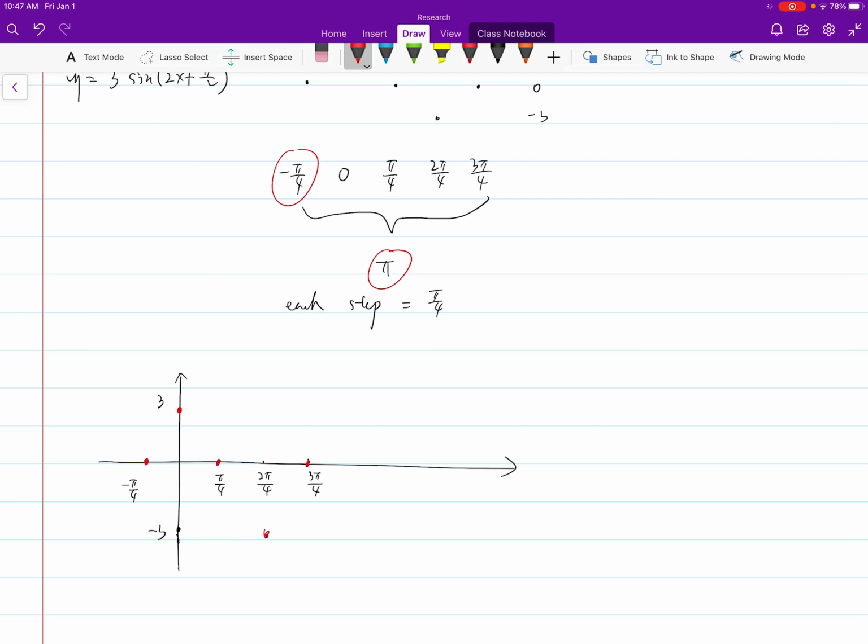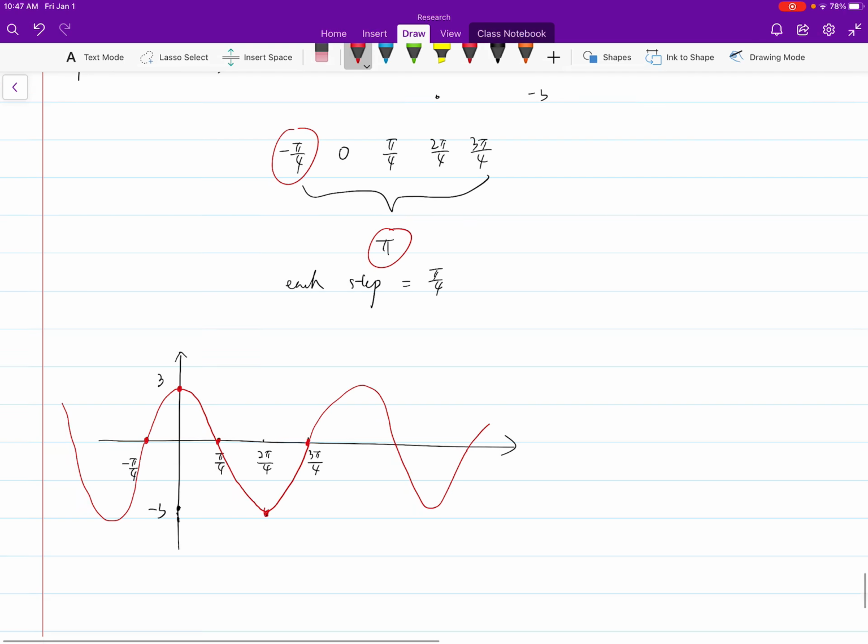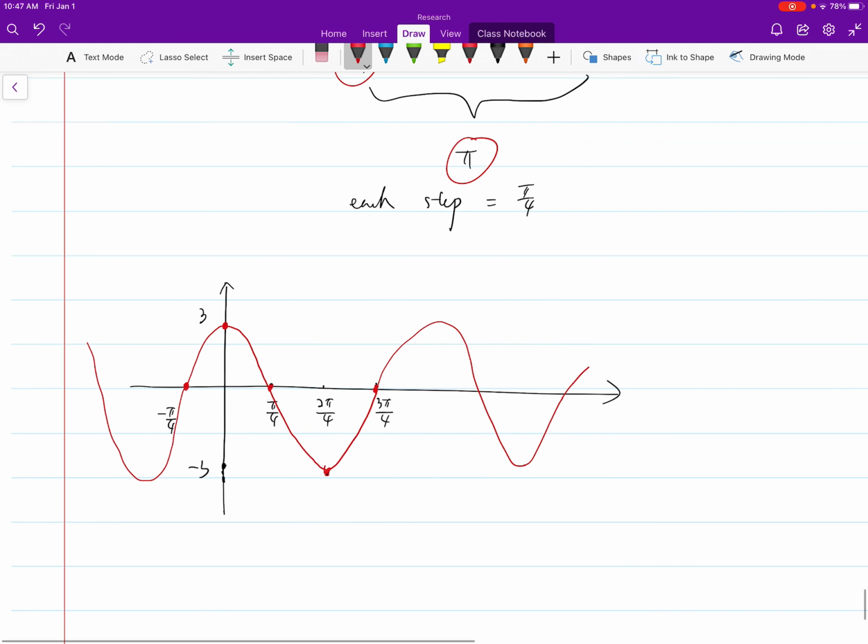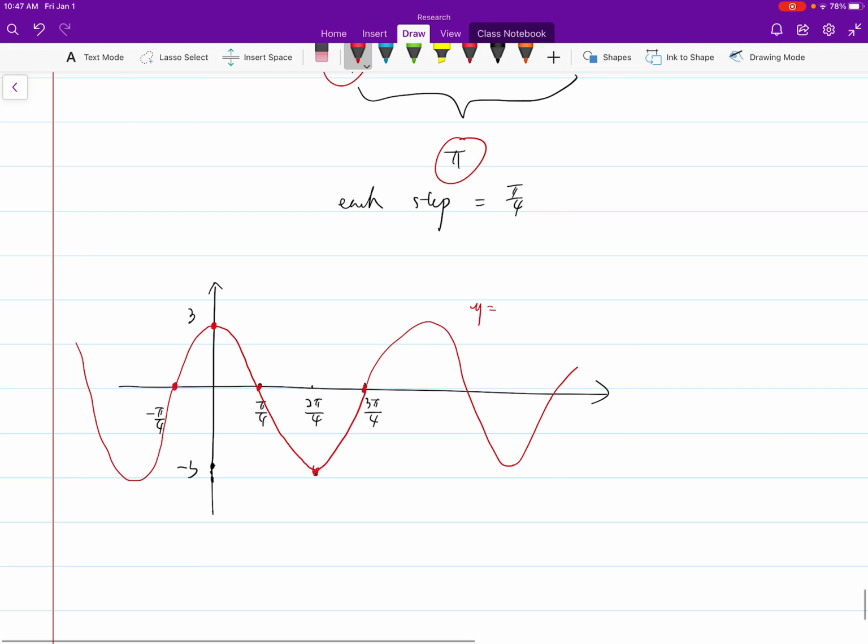Now after that, number 1, check. Do you have a period of pi going from -pi/4 to 3 pi/4? Yes. Do you have amplitude 3? Yes. Do you start from the phase shift? Yes. Okay, that's the best I can do. And then complete another cycle, roughly.